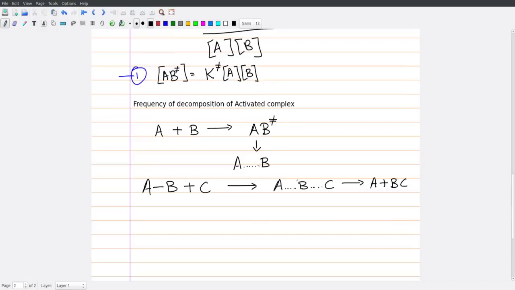So now what is happening here? This is your AB dagger, which is your activated complex. Now what is happening here is that one of the bonds has to vibrate a lot. The AB bond, because it has to break, has to vibrate a lot, and this AB bond is now converting into a translational motion.